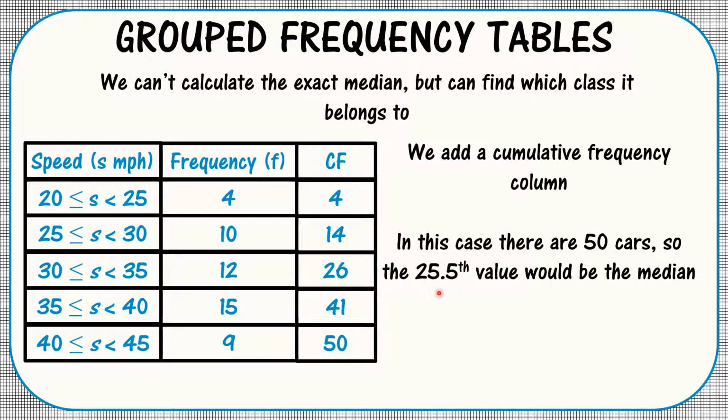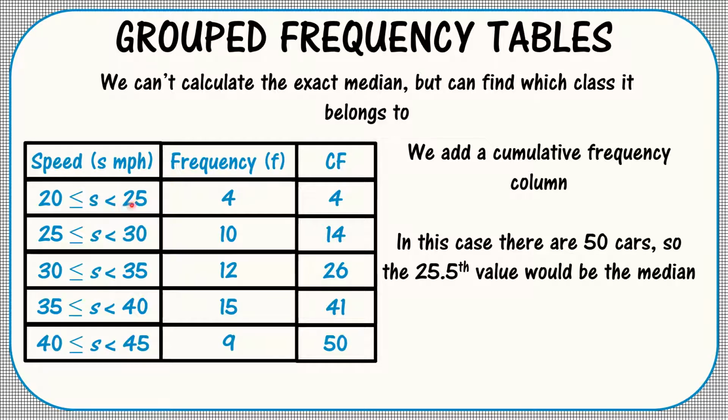How do we get this value of 25.5? Remember that the median is the last cumulative frequency number plus 1 divided by 2. Therefore, we will do 50 plus 1, which equals 51. 51 divided by 2 is equal to 25.5. So we are looking for the 25.5th value.